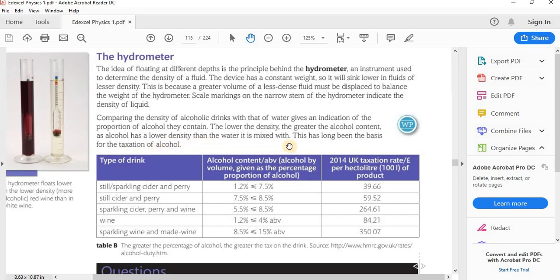So if the density is lower, sir, it floats more up. No, sorry, if the density is higher, it floats more up. Yes, correct.